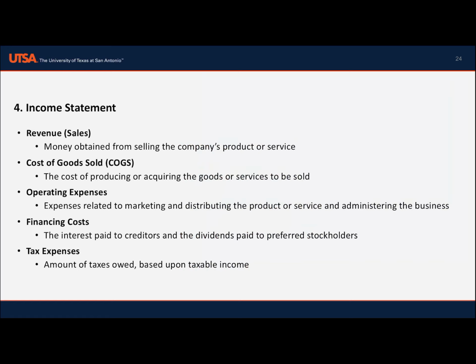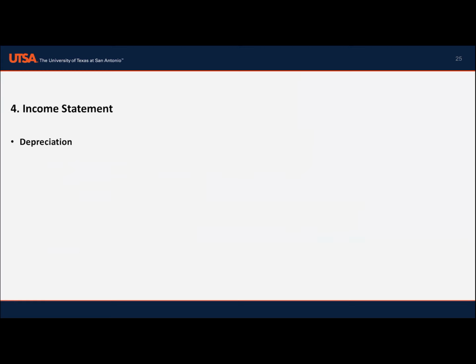Okay, the revenue is the money obtained from selling the company's products or services. The cost of goods sold is the cost of producing and acquiring the goods or services to be sold. Operating expenses are the expenses related to marketing and distributing the product or services and administrating the business. Financing cost is the interest paid to the creditors and dividends paid to preferred stockholders. Tax expense is the amount of taxes owed based on taxable income.